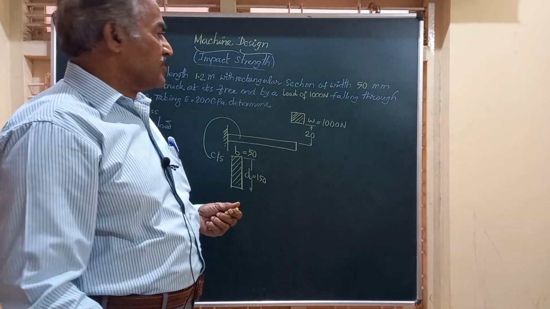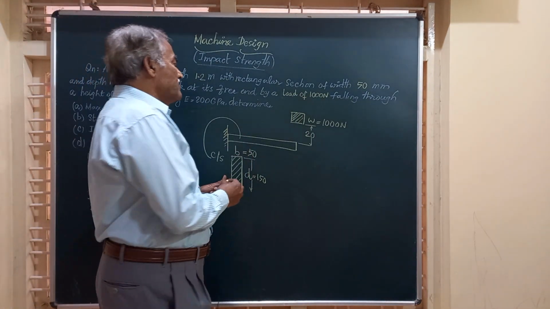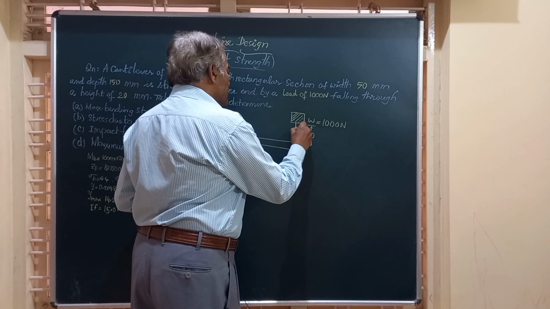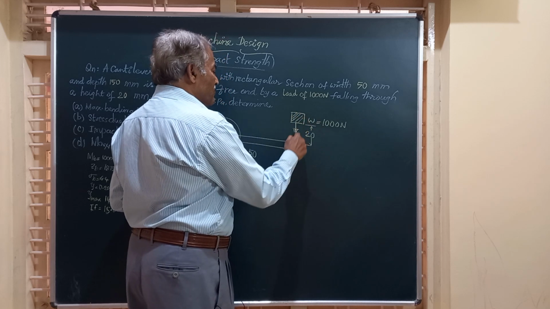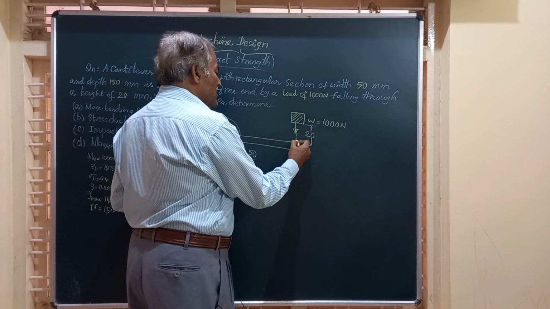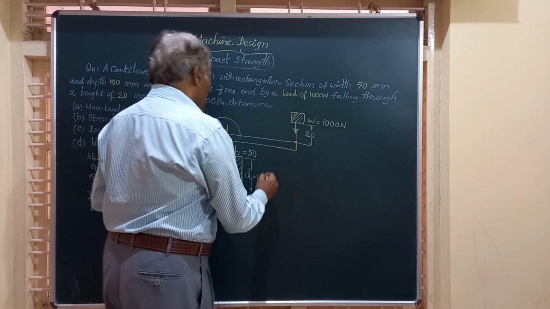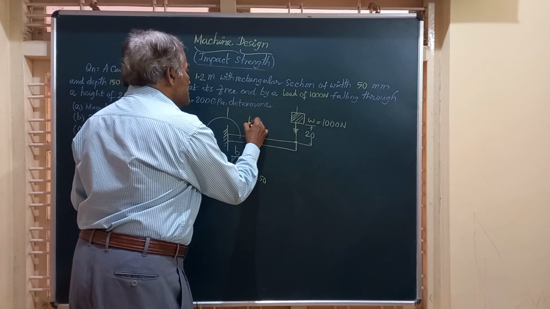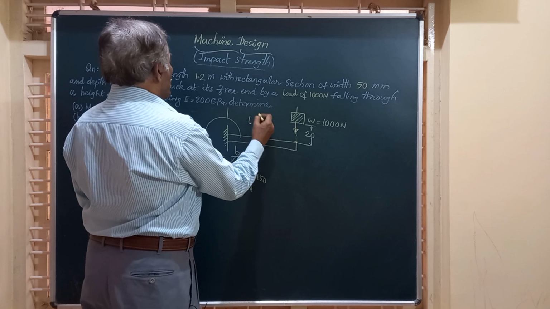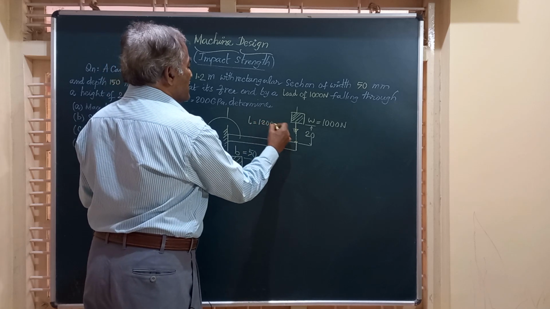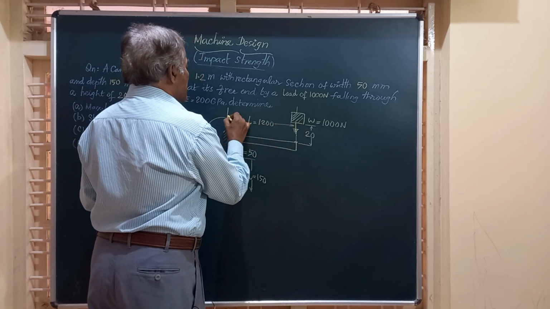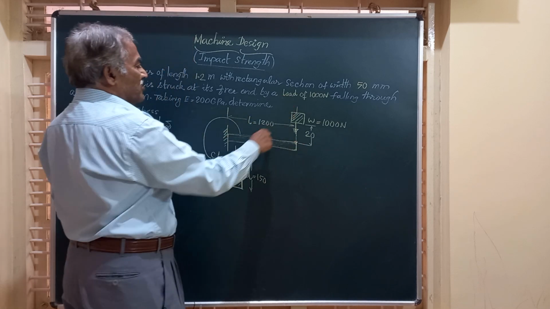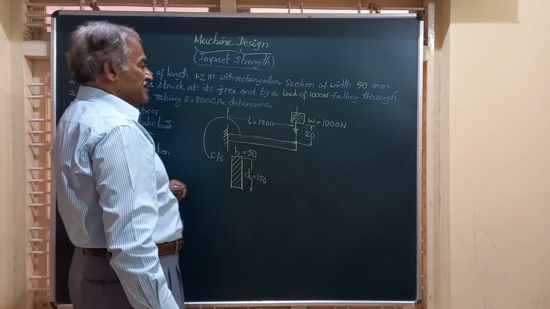Friends, here this is the case of a beam that is subjected to an impact load W falling through a height of so and so at the free end. And here the length of this is given to be 1.2 meter, means 1200 millimeter is the length of the beam. So this is the beam you have got here, and this is the load acting at the free end.